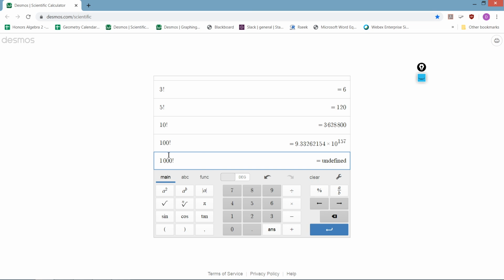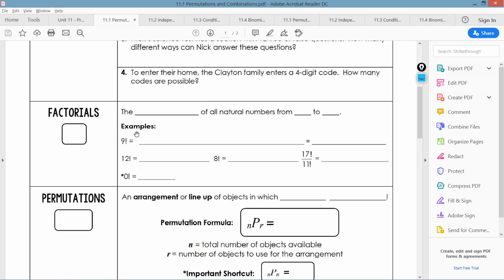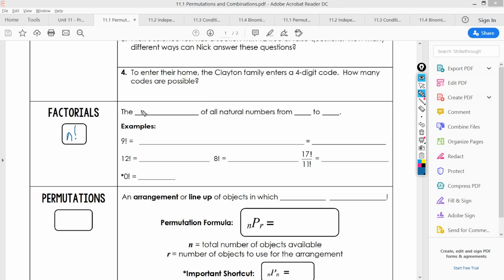So what is a factorial? The math behind a factorial is actually very easy. It's just the product of all natural numbers from 1 to n. Okay? So if I say 9 factorial, that means I'm doing 9 times 8 times 7 times 6 times 5 times 4 times 3 times 2 times 1. Okay, obviously not times 0 because then everything would be 0.